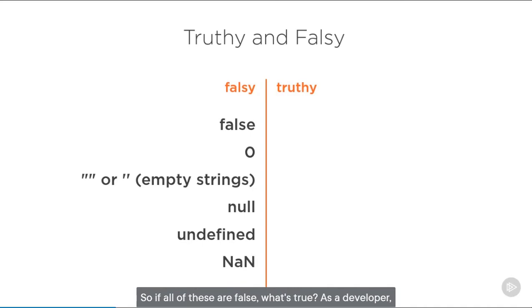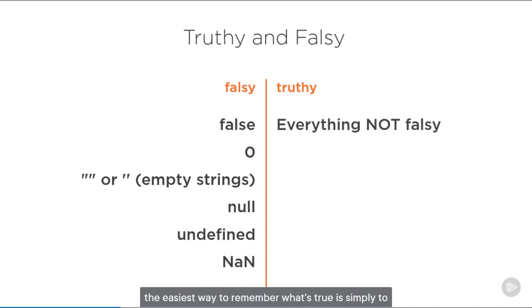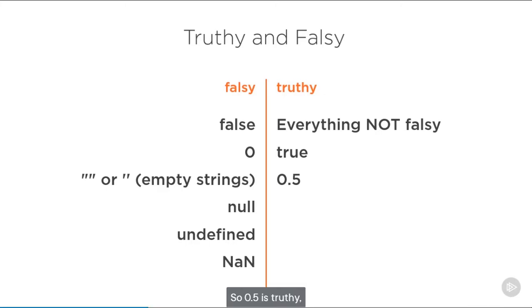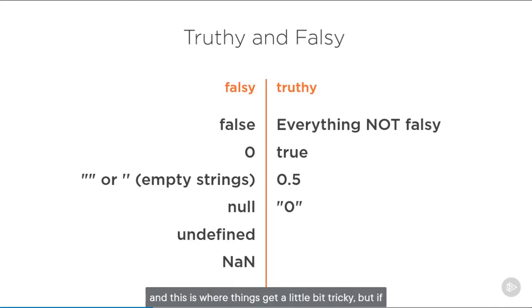So if all of these are false, what's true? As a developer, the easiest way to remember what's true is simply remember what's false, and it's everything else. So everything not falsy is truthy. So obviously the Boolean value true is truthy. Any number besides 0 is truthy. So 0.5 is truthy. And this is where things get a little bit tricky. If you had a 0 showing as a string, here it's in double quotes, that's actually truthy. But the number 0 by itself without quotes is falsy. So when we write our conditions, we need to keep this in mind.